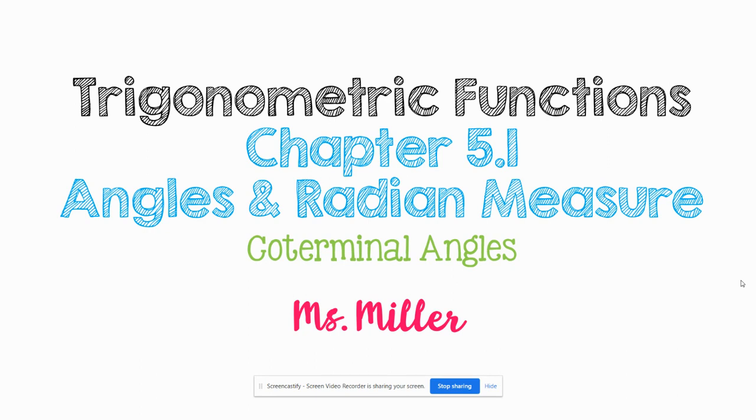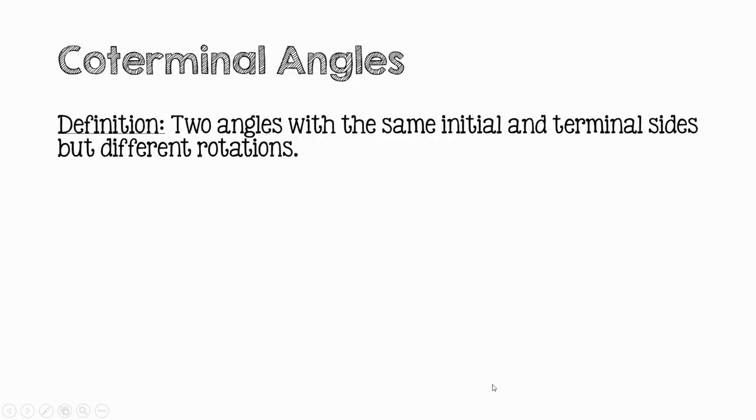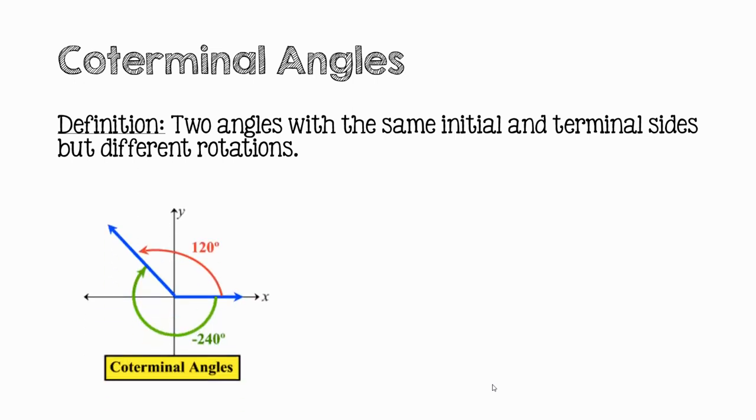All right, we are gonna finish chapter 5, not chapter 5, chapter 5.1, dealing with angles and radian measure. We're going to focus on coterminal angles as well as the arc length of a circle. So, by definition, coterminal angles are two angles with the same initial and terminal sides but different rotations. And what that really means is that there can be an infinite amount of coterminal angles.